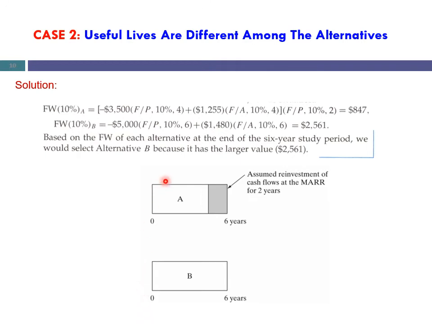So you can see the solution here. For part A, its useful life was 4 years, and for 2 years we assume that we can reinvest the amount at MARR for 2 years, and we calculated its future worth. And for B, we calculated its future worth, and instead of future worth, if we calculated the present worth or the annual worth for the 6 years, we would obtain exactly the same solution.